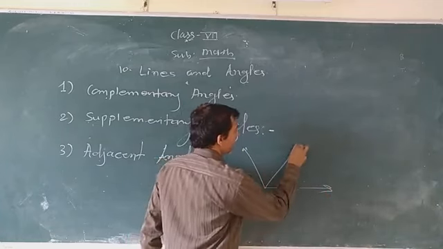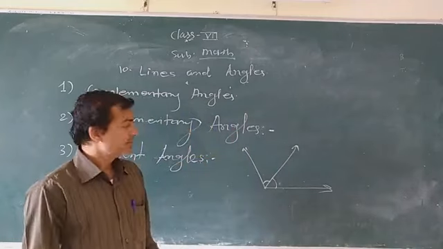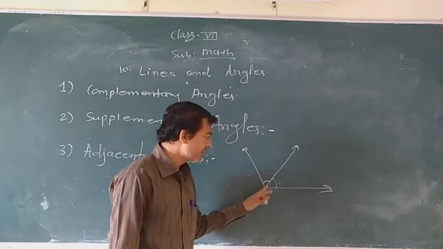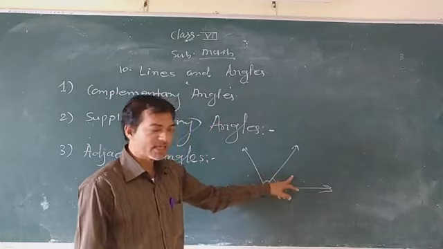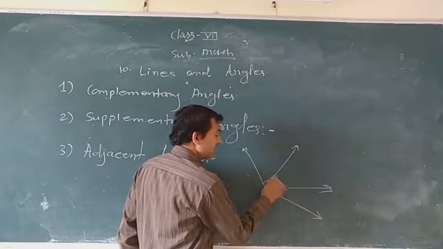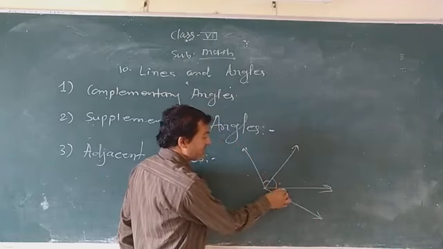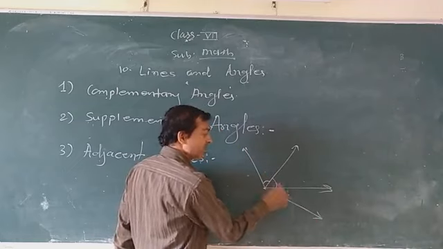Okay, these two angles are adjacent angles because there is a common arm and a common vertex. But suppose I draw another angle here. This and this angle are not adjacent, but these two angles are adjacent, and these two angles are adjacent, but this and this are not adjacent.